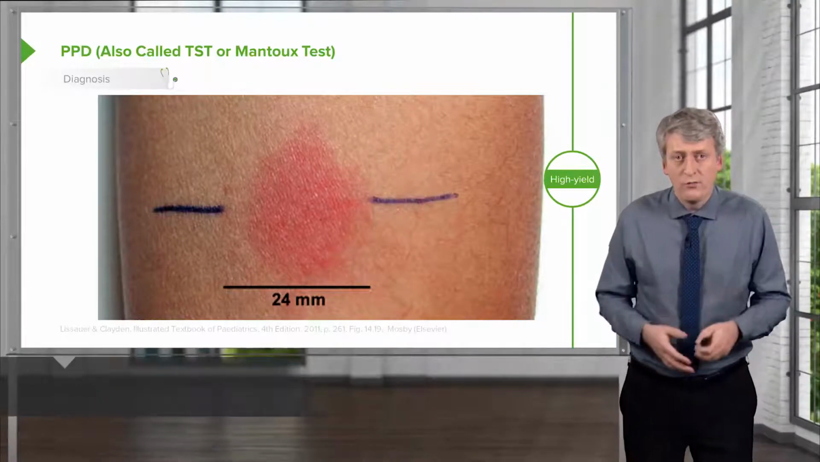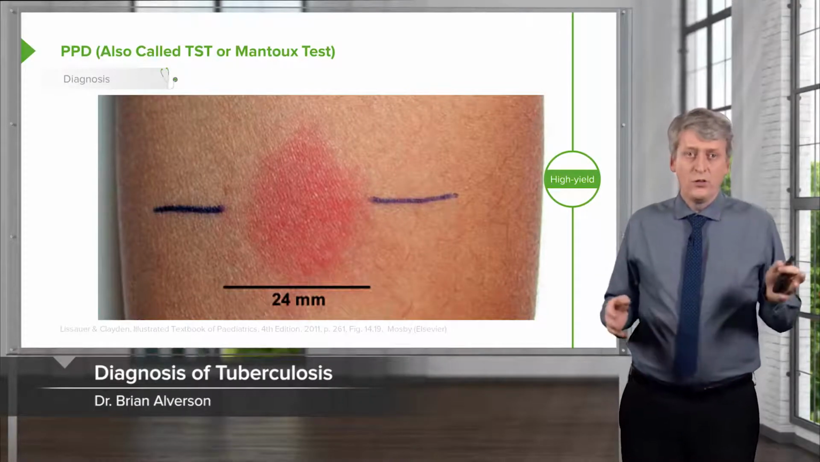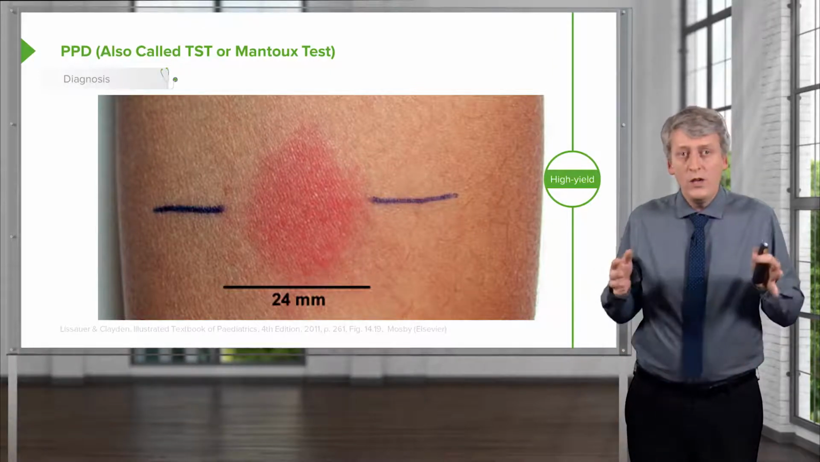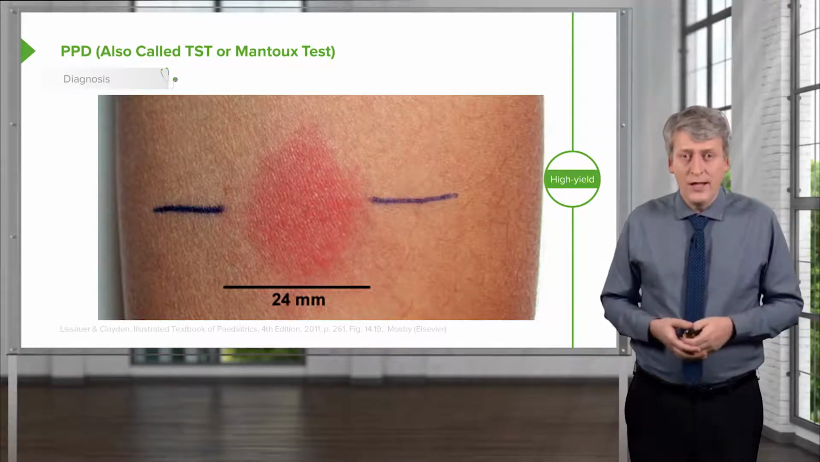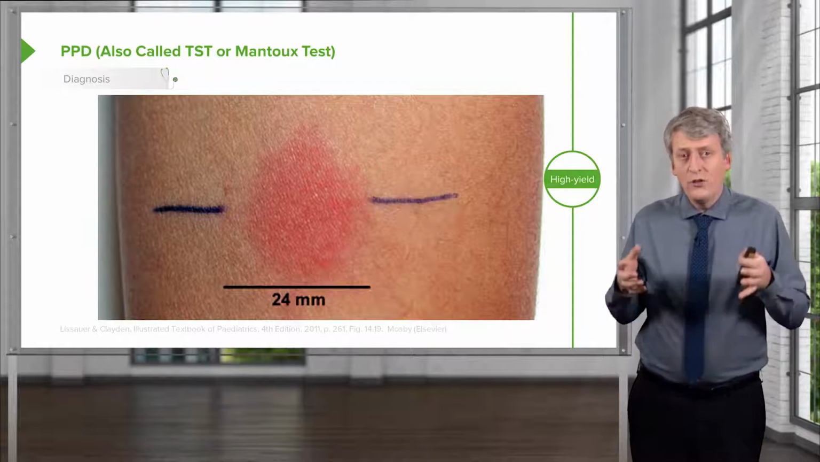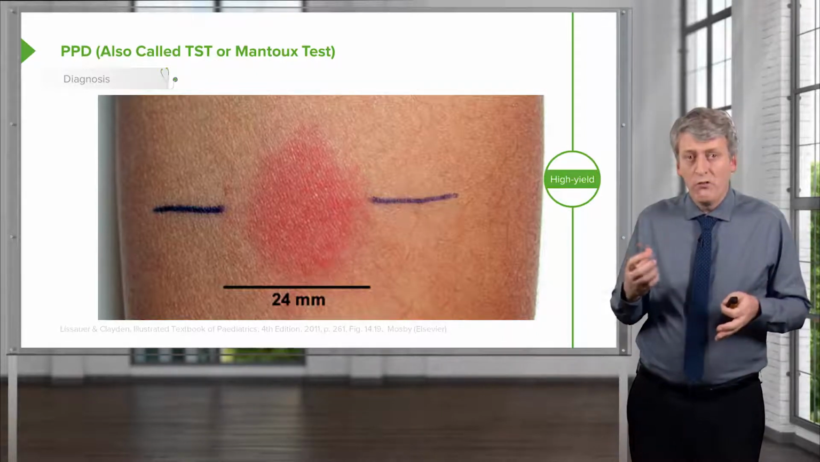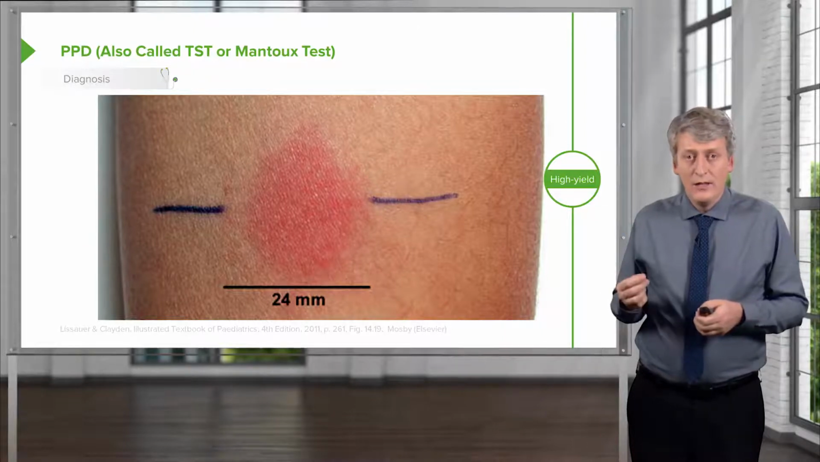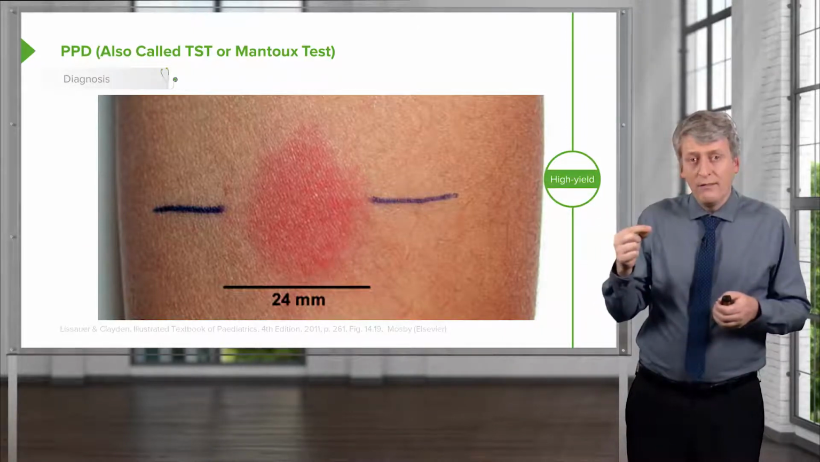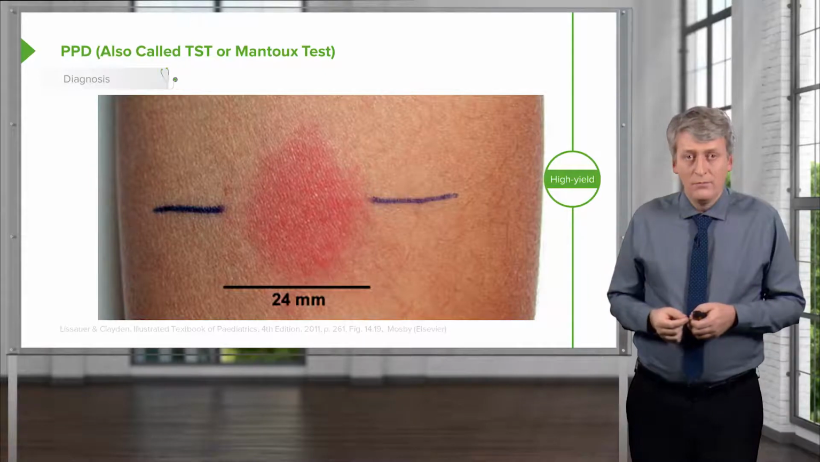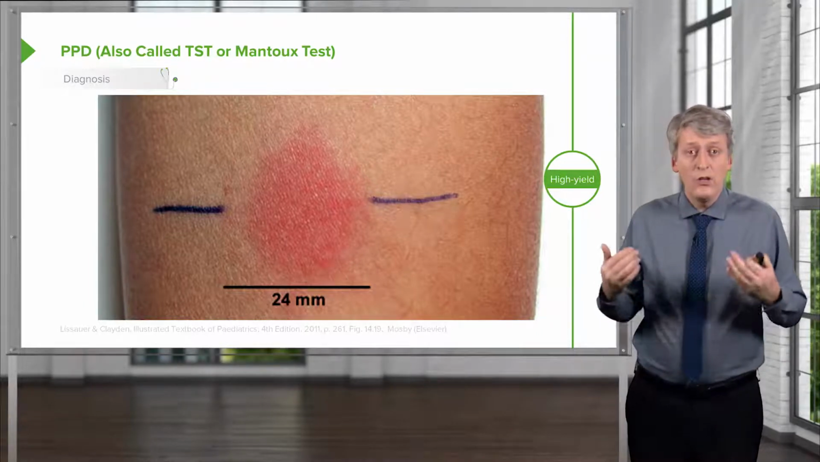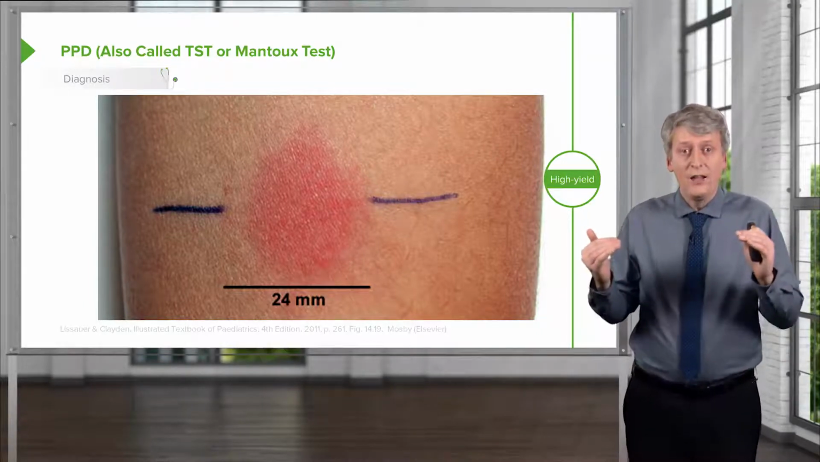So the way we test for it is called the PPD. This is also called alternatively the TST or the Mantoux test. We usually call this the PPD in the United States. So this is an injection of purified protein derivative, or PPD, into the skin, very, very finely into the subcutaneous layer. It's then injected and we wait for a 72-hour period and we bring them back and we check to see if the skin is elevated.